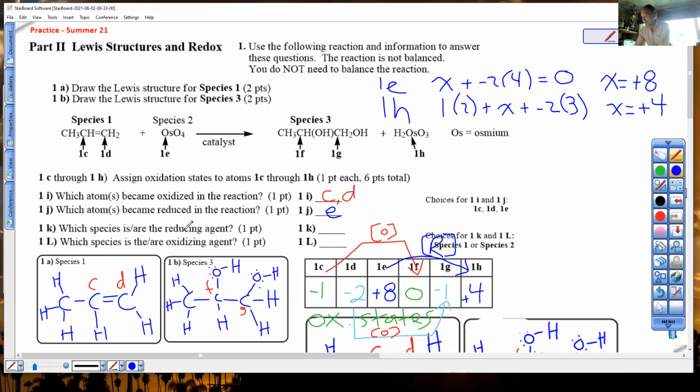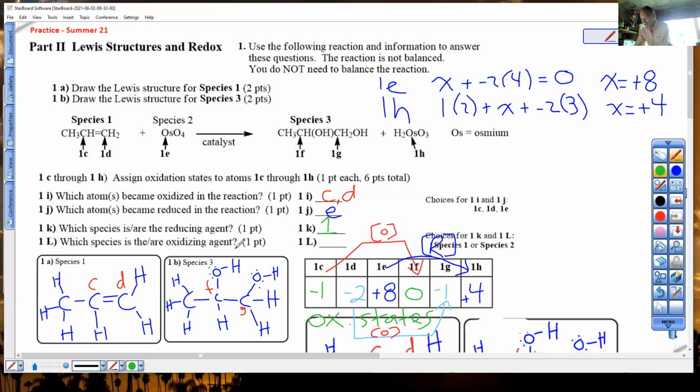All you have to do is identify which atom got reduced and label the other molecule as the one that caused it. The atom that got reduced was E. This thing got reduced by the other molecule. Species 1 is the reducing agent. Let's put a 1 there. It says choices for 1K and 1L are species 1 or 2. I don't need the word species, put the 1.